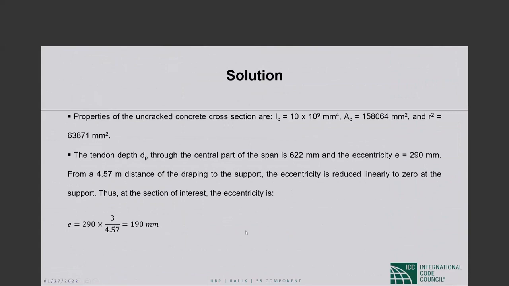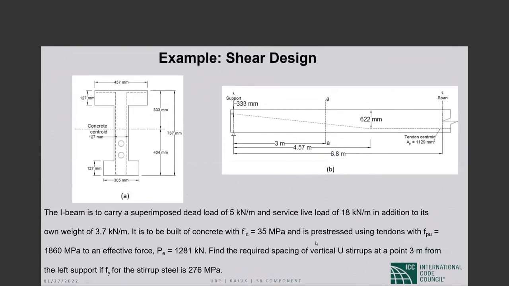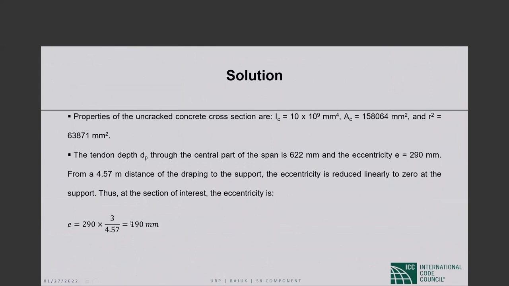So we figured out the gross moment of inertia, the area of concrete, and the radius of gyration squared. Knowing d_p through the center part of the span and an eccentricity of 290 mm, we figured out the eccentricity at this point, which is very simple. If you know this profile, how far it goes up from here, it's a simple triangle, and by taking that angle you can figure out the eccentricity. I cannot use the midspan one because I'm calculating shear capacity here. It's a very simple matter of trigonometry, which I did here.